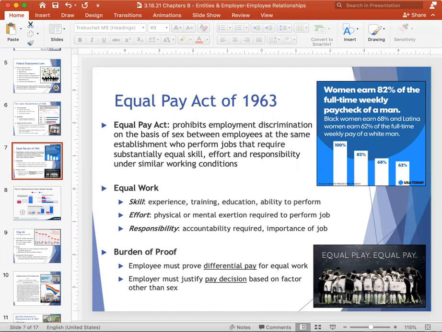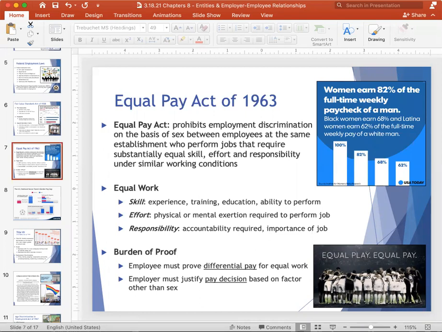So they'll look at those factors. And once the plaintiff has made a claim for differential pay for equal work, then the burden of proof shifts to the defendant, which would be the employer in this case, and they must justify their pay decision based on factors other than sex. So they could bring up differential skill, effort, and responsibility if they wanted to try and prove that it was actually differential pay for differential work.